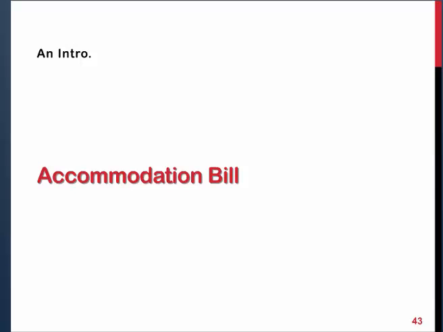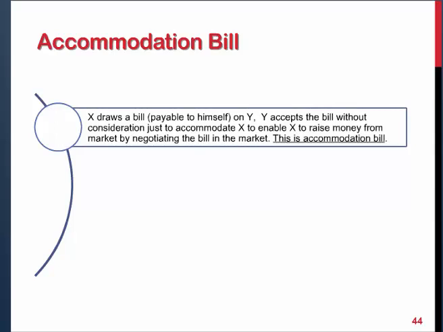Accommodation bill. As clear from its name, an accommodation bill is a bill which comes into existence to accommodate. Let us understand the accommodation bill with the help of an example. X draws a bill payable to himself on Y. Y accepts the bill without consideration just to accommodate X, to enable X to raise money from the market by negotiating the bill in the market. This is an accommodation bill.